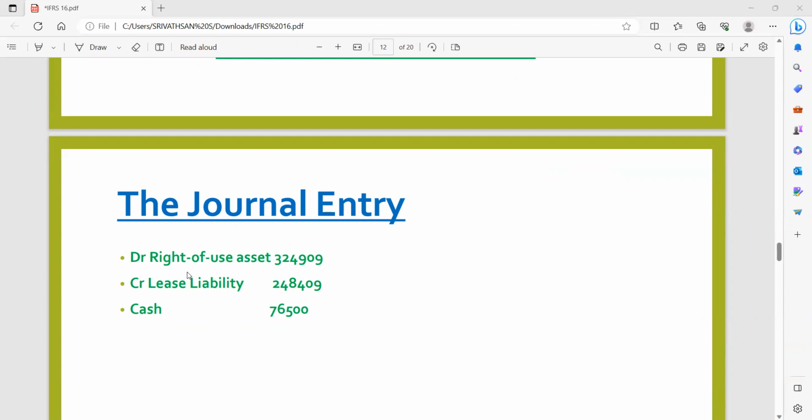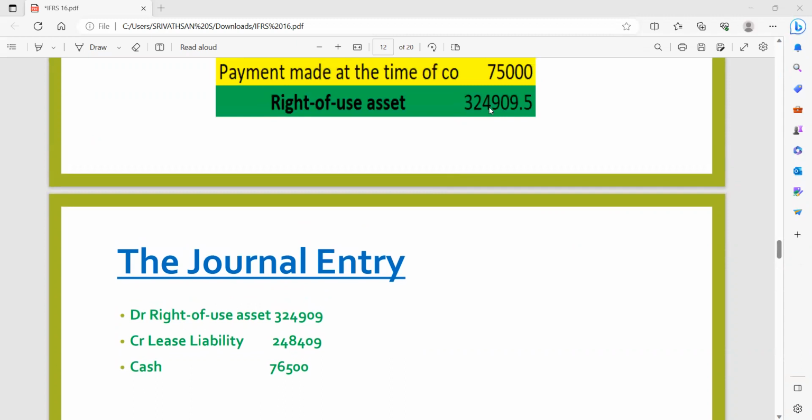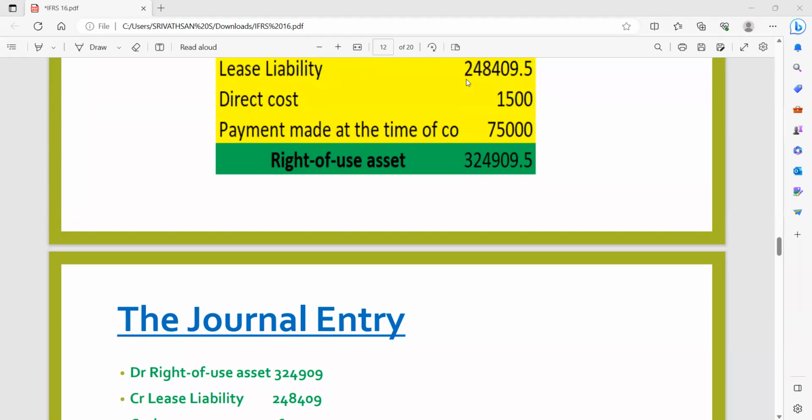The journal entry that you need to pass, while entering into the lease contract, is this: right of use asset. You have to debit this because this is an asset, and any increase in asset should be debited. So 324,909 increase in asset is debited, and lease liability should be credited because any increase in liability should also be credited. That is, 248,409 is the lease liability.